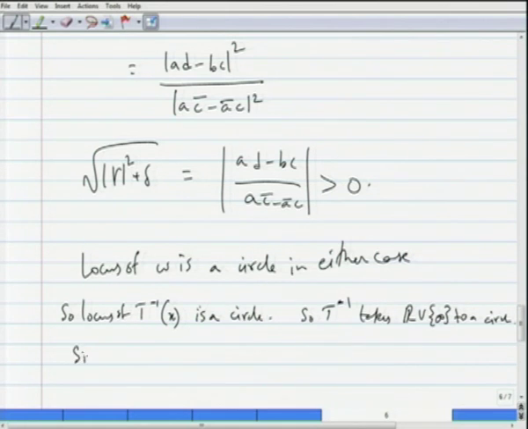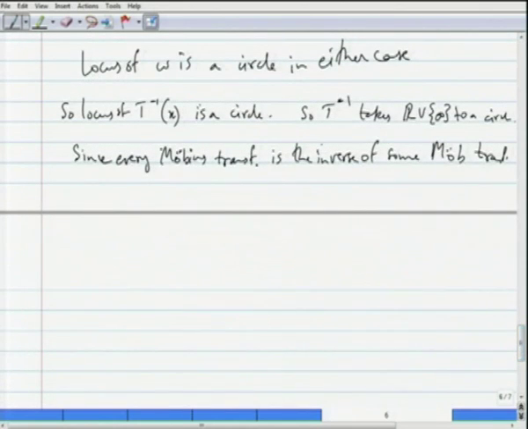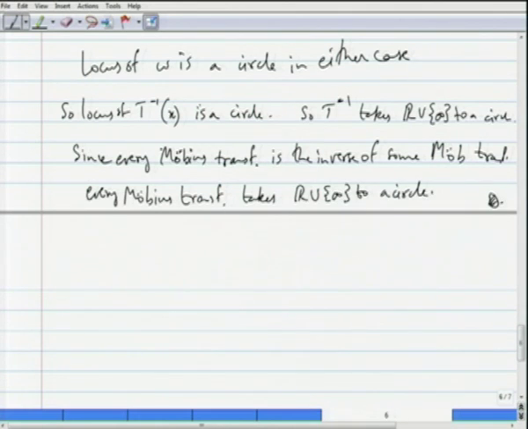So since every Mobius transformation is the inverse of some Mobius transformation, and every inverse has this property, every Mobius transformation then takes R union infinity to a circle, and that completes the proof of this proposition.